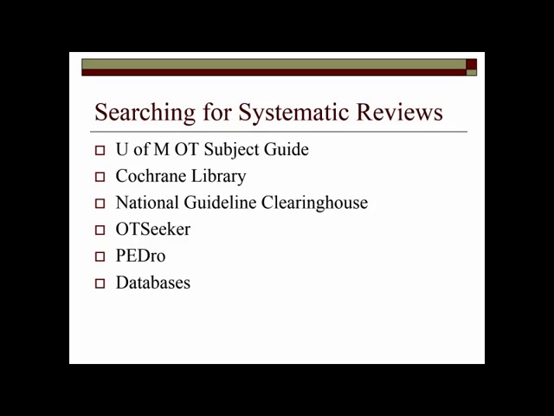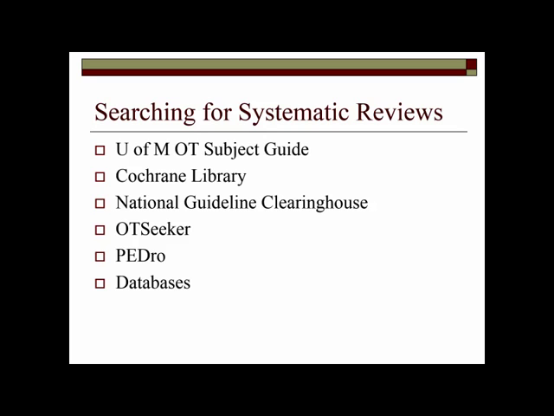The way we'll go about this first is I'm going to take you to the U of M OT subject guide page, and on that page we're going to go to the evidence-based practice tab and take a look at where some of these resources can be found. Then we'll take a look at the particular tools that you see on the slide here: the Cochrane Library, the National Guideline Clearinghouse, OTseeker, PEDro, and some of the other databases. I'll hopefully take a quick look at PubMed and at CINAHL and show you how they have some already built-in filters for finding systematic reviews.